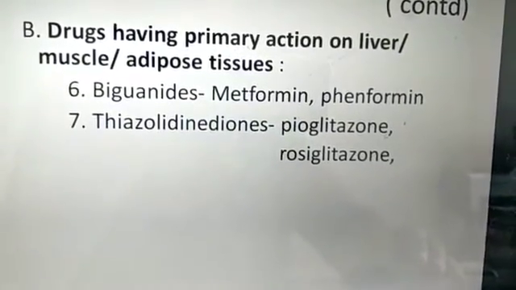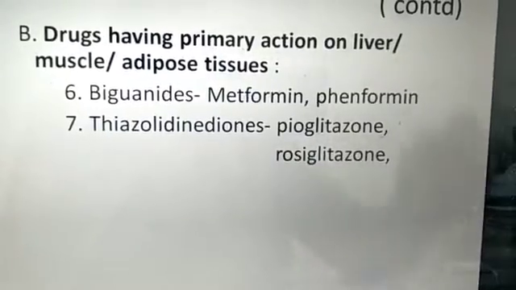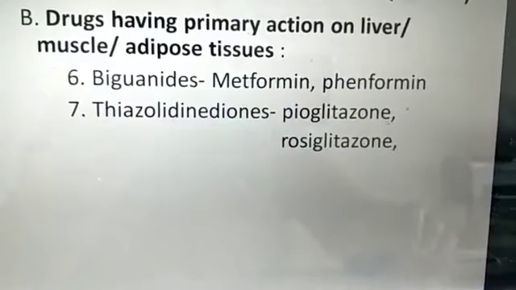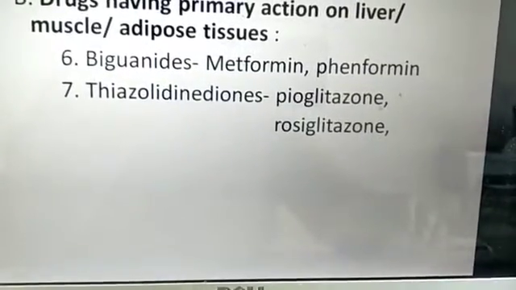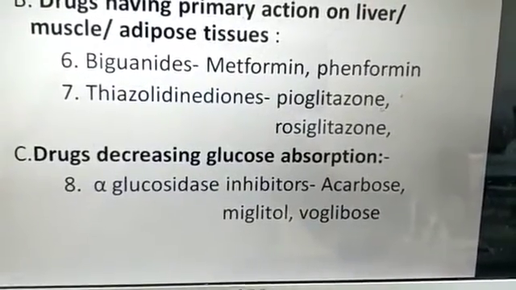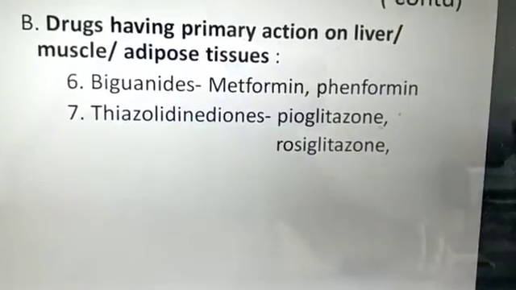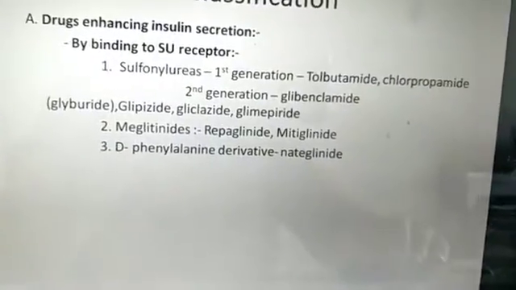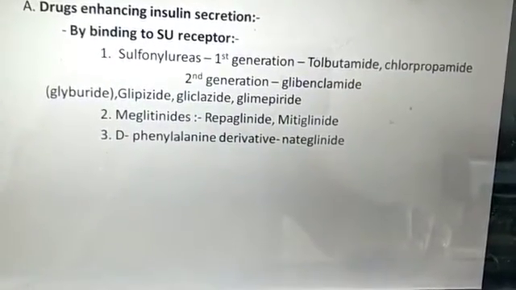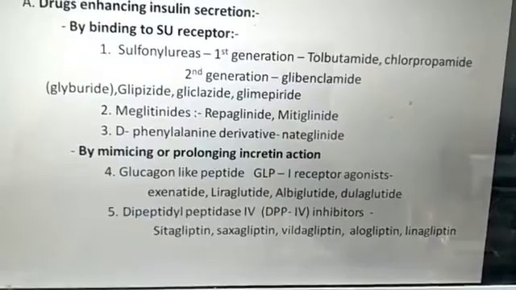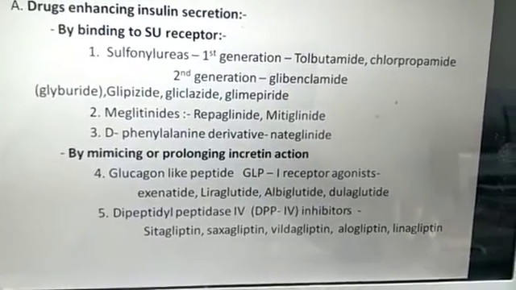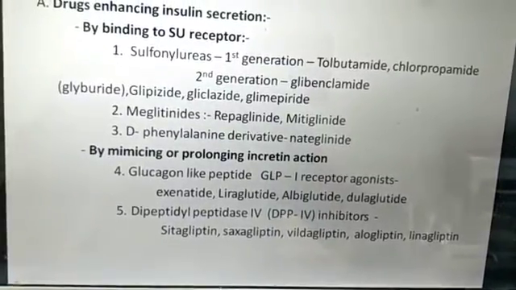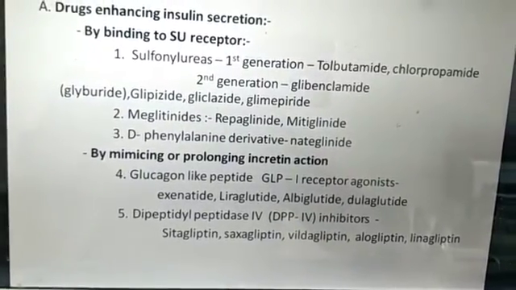Biguanides, very important as a short note. Metformin, its mechanism, uses, ADRs, everything you need to know. Thiazolidinediones, very important as a short note. Frequently used drugs. Alpha glucosidase inhibitors as a short note. Then these are the most important: sulfonylureas, meglitinides, and DPP4 inhibitors. You can get a short note on any drug, and GLP-1 receptor agonists.